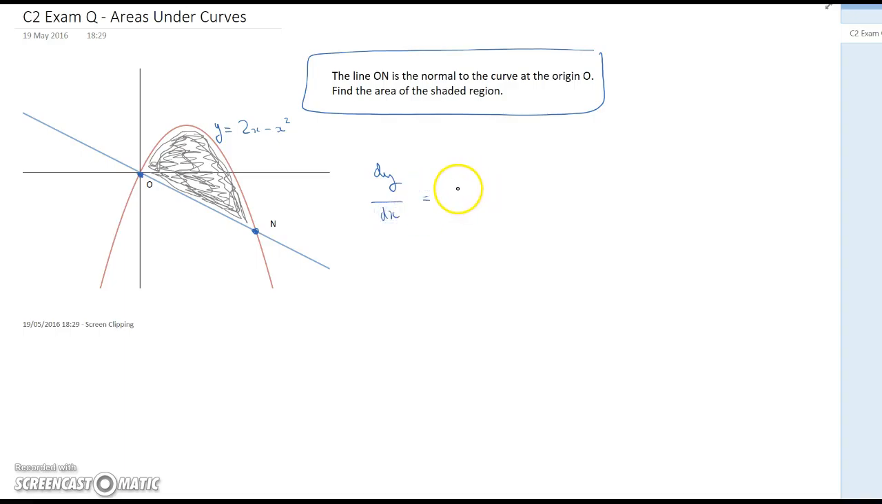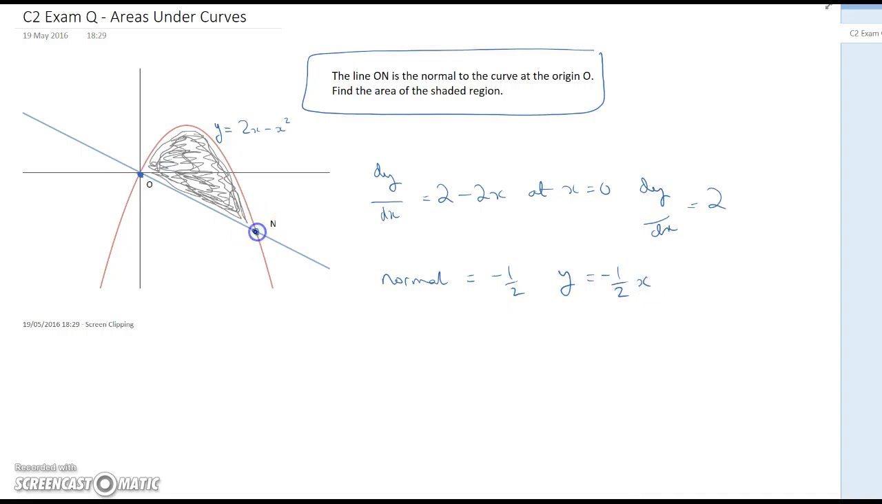So if I want the gradient at that point, I'm going to differentiate. And at the origin, x equals 0, so therefore dy/dx is going to be 2. So that's the gradient of the tangent. We want the normal, giving you minus a half. So the equation of the line ON is y equals minus a half x.